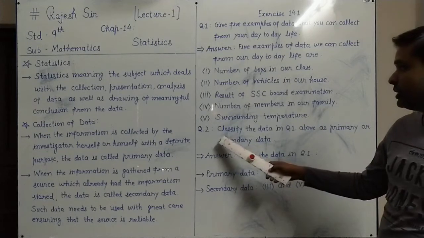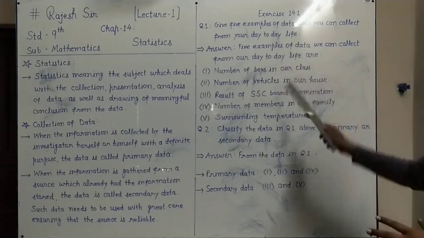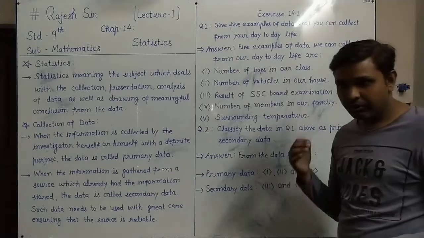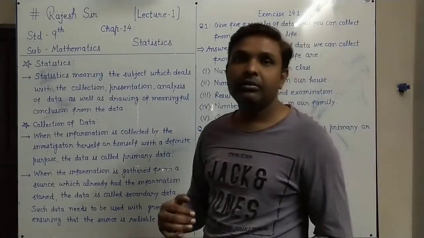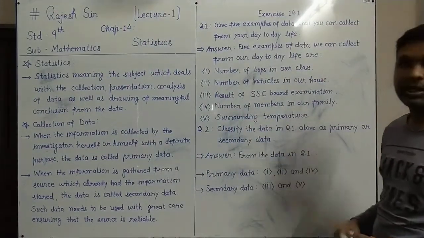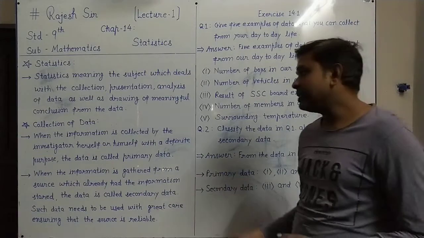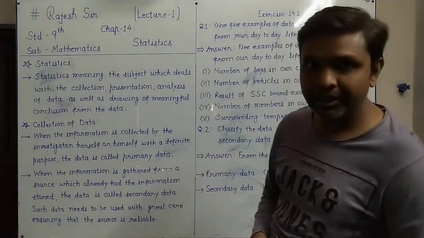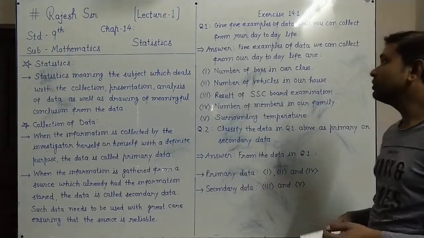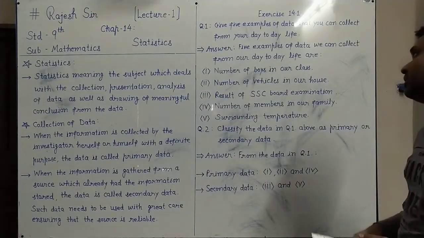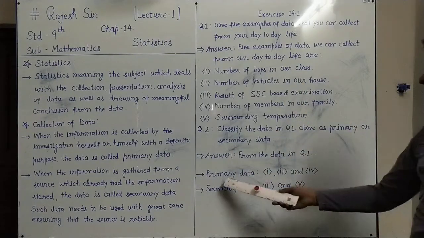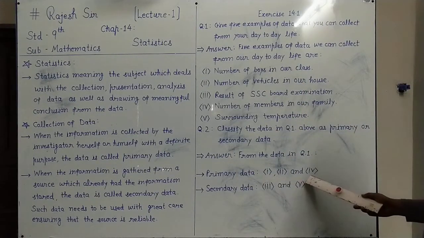Question number 2 is: classify the data in question number 1 as primary or secondary data. These 5 examples we have, and from that we have to classify which data are primary and which data are secondary. We have seen that if the investigator himself can gather the data, it is primary. So from the data in question number 1, primary data is the 1st, 2nd and 4th.